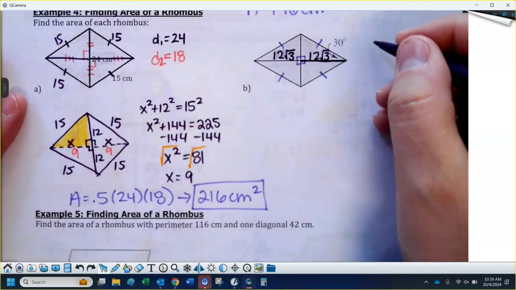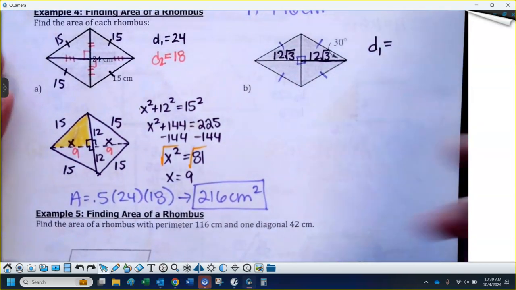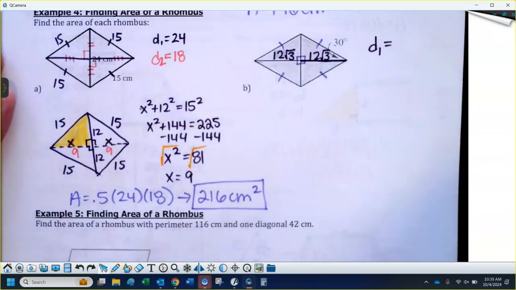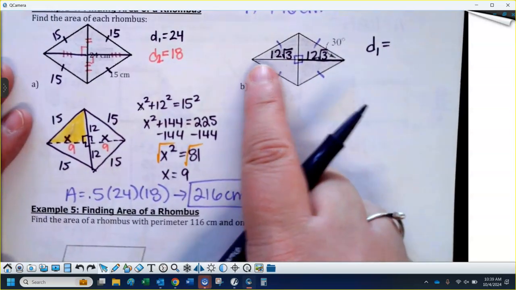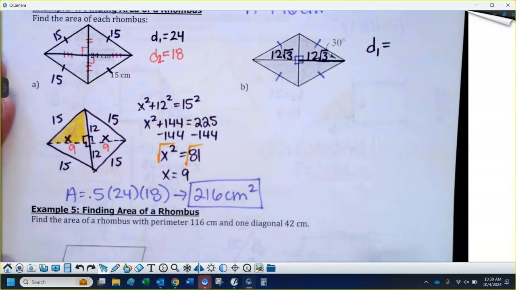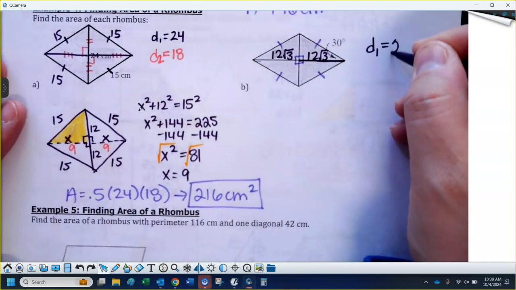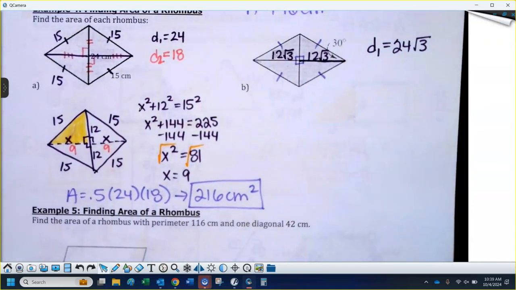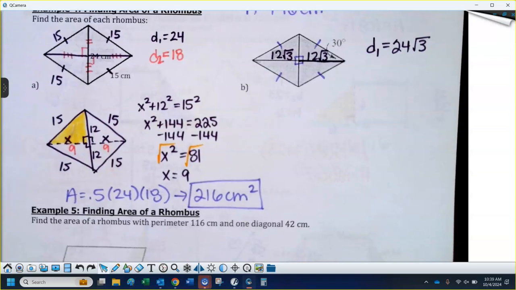Now, let's call that diagonal 1. What would that entire segment be? Just leave it in radical form. If we put that together, added those two sides up, what would you write down for that whole diagonal? 24. And then don't change what's under the radical. If you're adding it, it would be like 12x plus 12x would be 24x. You have 12 roots of 3 plus another 12 roots of 3, so you have 24 roots of 3.